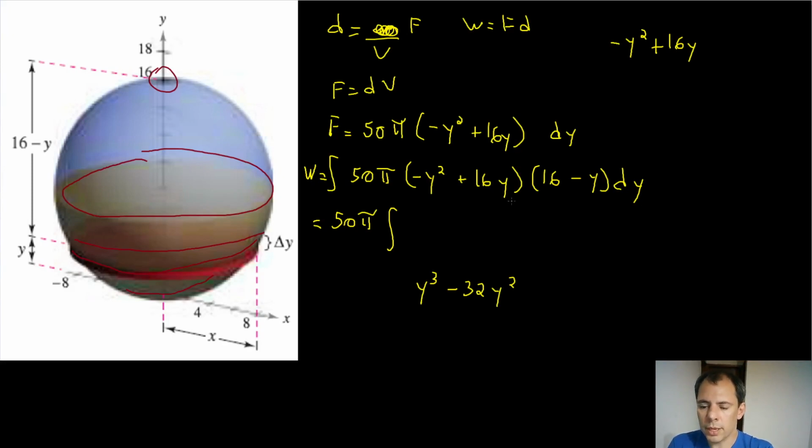Oh no, you can get a y, you can. Plus 256y. Okay, so to get the y cubed, you multiply these two. To get the y squared, you multiply this and you add the multiplication of this, and to get the y, you get this.